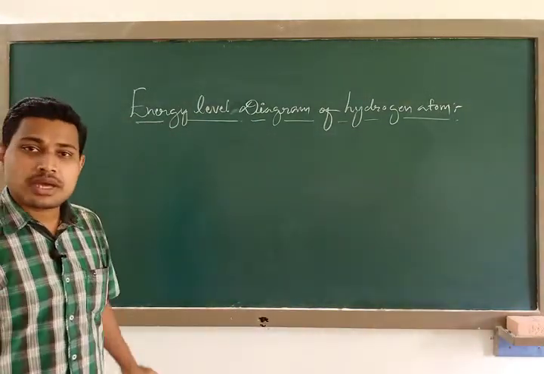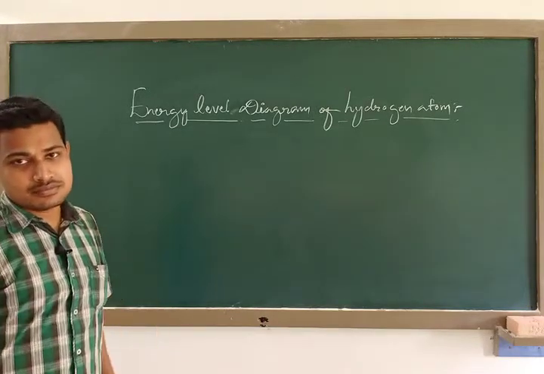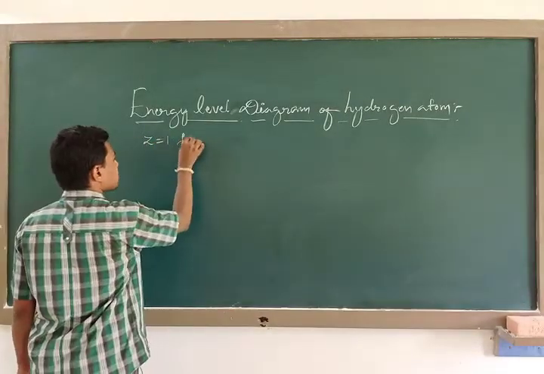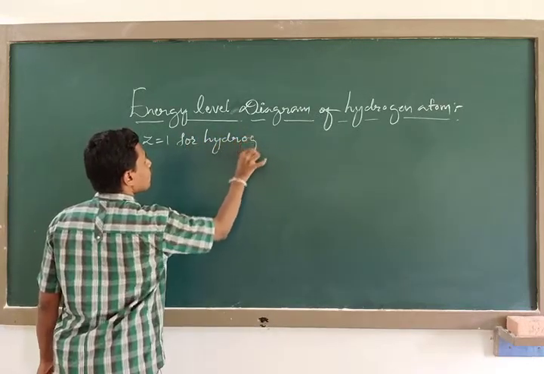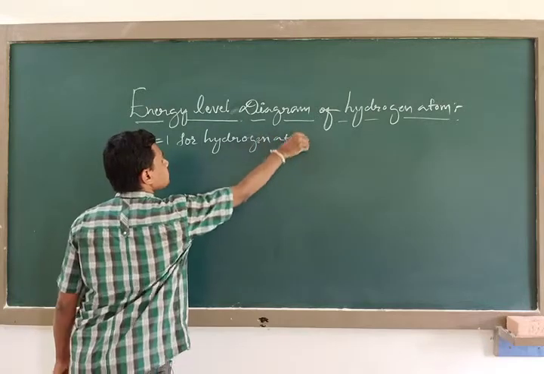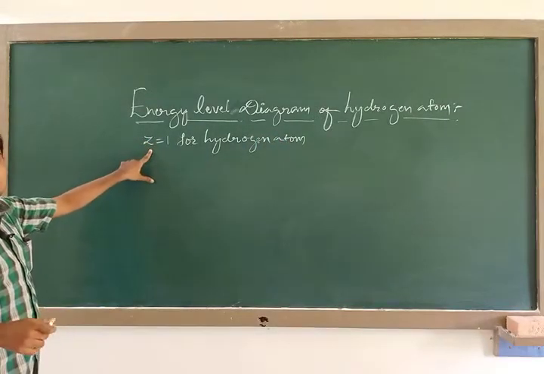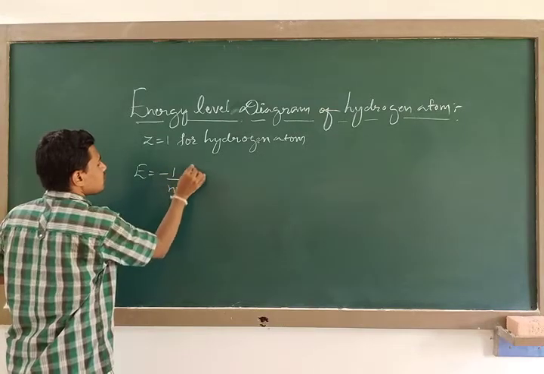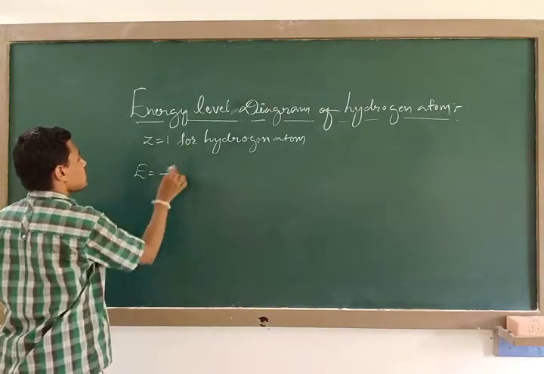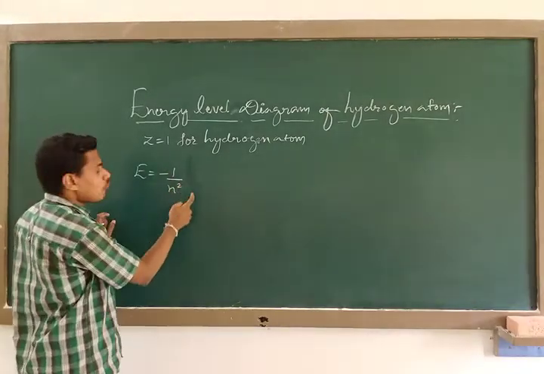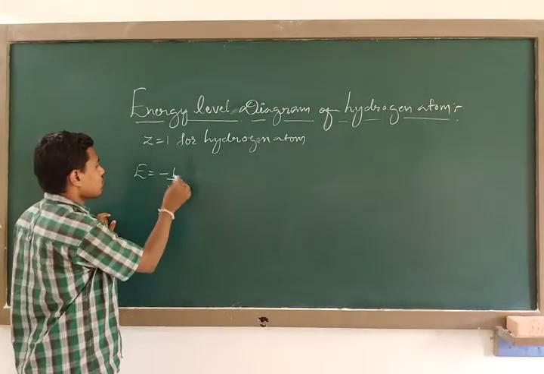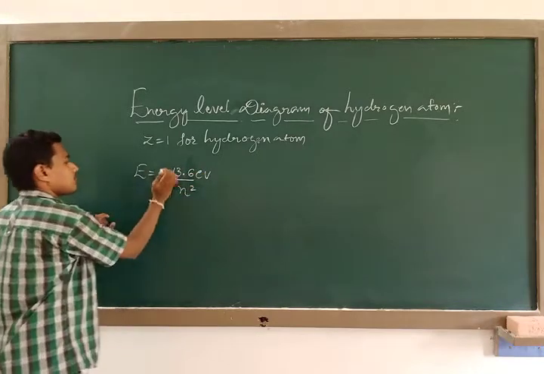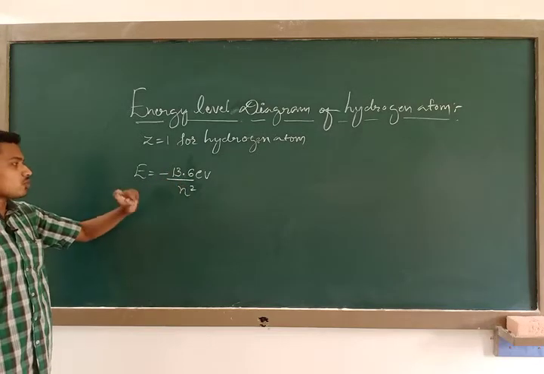We know that for a hydrogen atom the atomic number is 1, and the energy of the hydrogen atom in the nth stationary orbit is minus 1 by n square into m e to the power 4 by 8 h square epsilon naught square. If you resolve that, you will get 13.6 electron volt divided by n square. E is equal to minus 13.6 electron volt by n square.